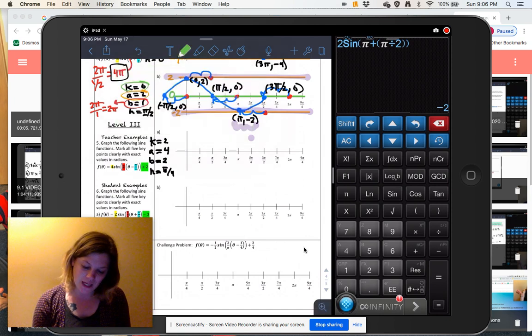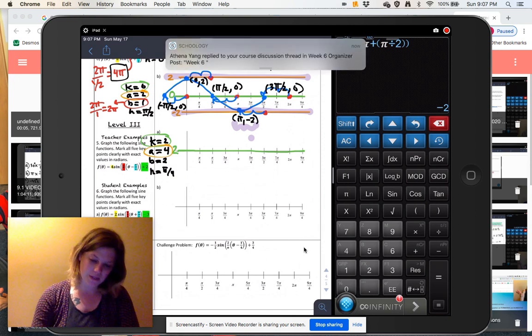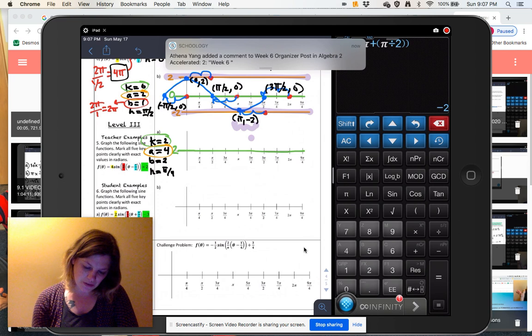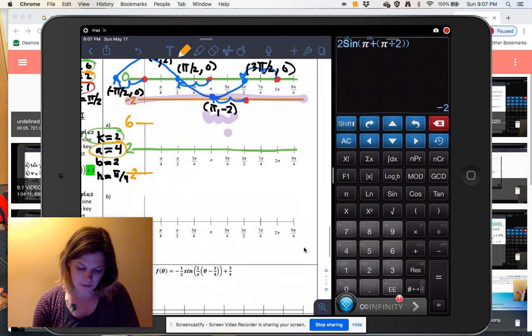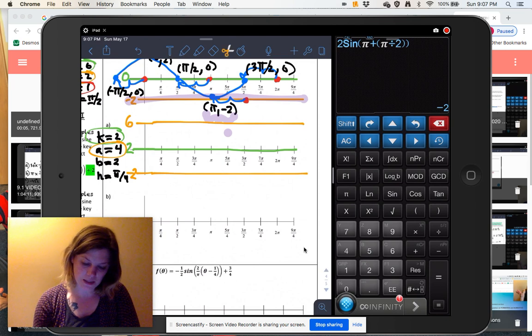We have K is 2. So that means this middle value here is going to be 2. Our A value is 4. Maybe I didn't keep them exactly the same. I meant to. Oh well. So our A value is 4. So that means we went up 4 to 6 and down 4 to -2. And we're going to draw our lines that go out from here to help us have a prettier graph.